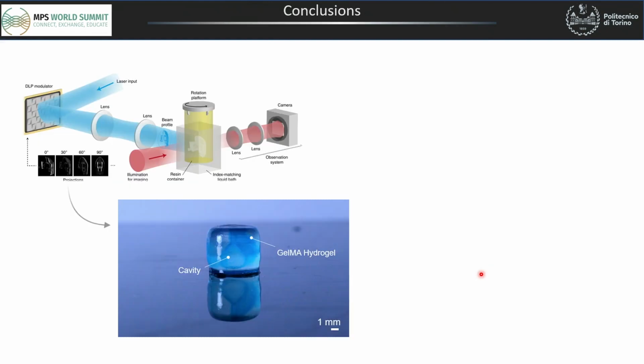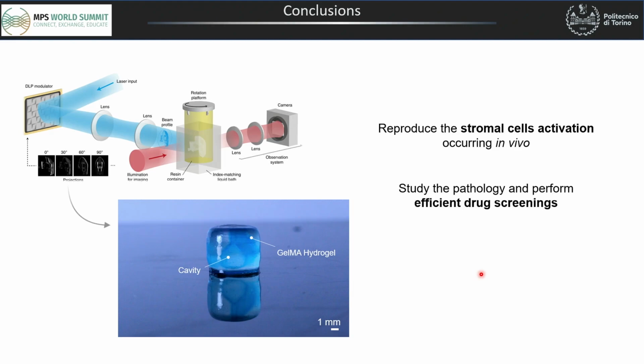So in conclusion, this 3D in vitro model allows to recapitulate the complex microanatomy of the human pancreatic gland and allows to study the mechanisms implicated during the initial stages of pancreatic cancer progression. And therefore, it represents a powerful tool to reproduce the stromal cells activation that occurs in vivo, study the pathology and perform efficient drug screenings, and finally elaborate personalized therapies to fight pancreatic cancer.